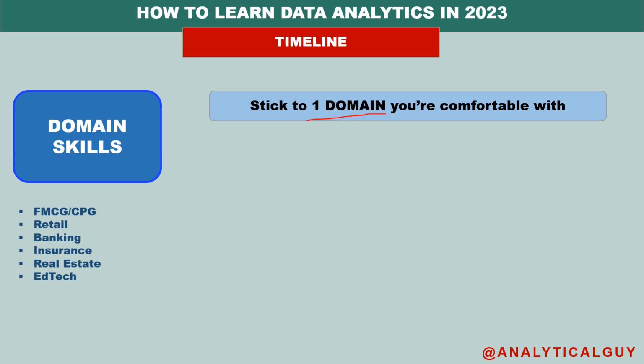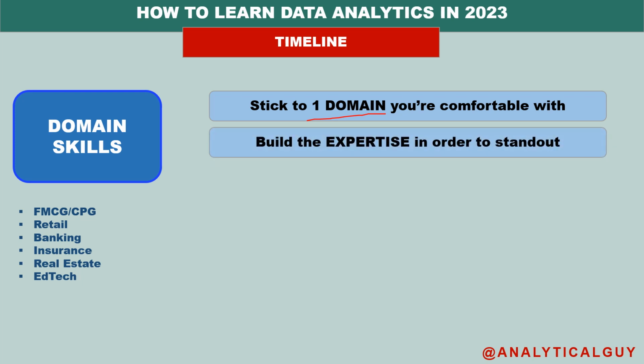So for example, if you are very good in FMCG, stay with that for 3 years, 5 years, 10 years. Once you are an expert in that, you can really enjoy your space, right? So stick with one domain. It can be FMCG, retail, banking, wherever you are, right? So build the expertise.